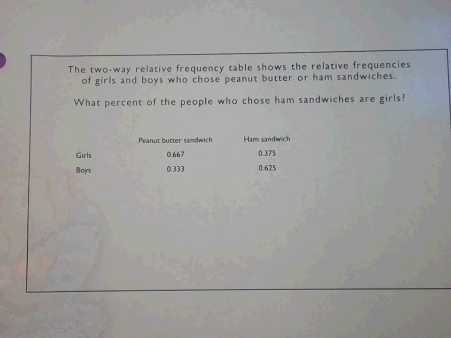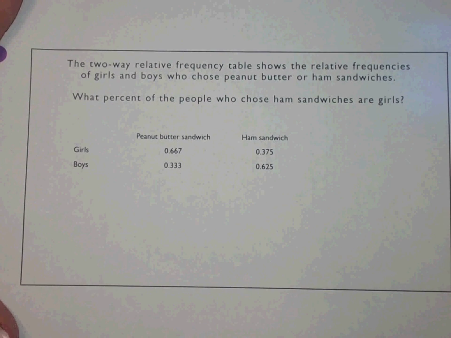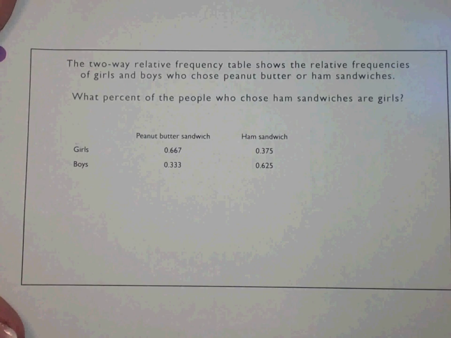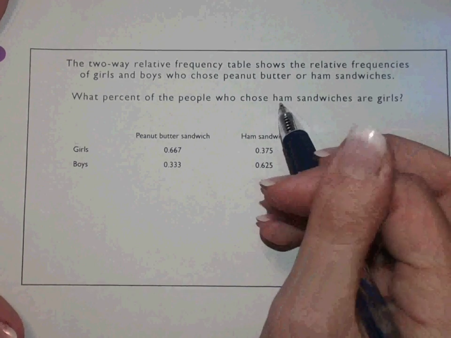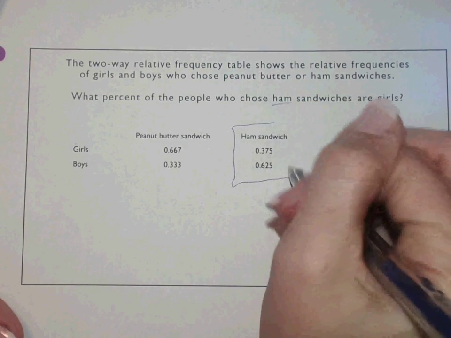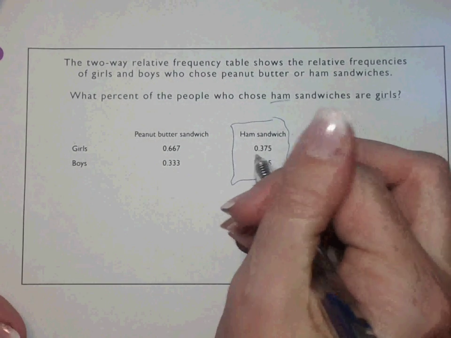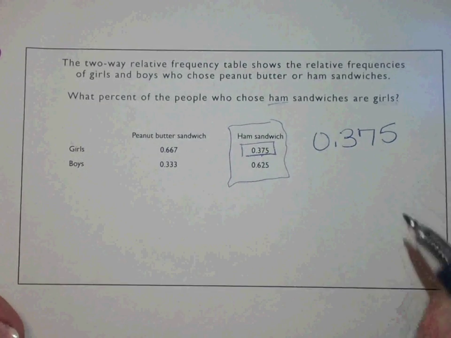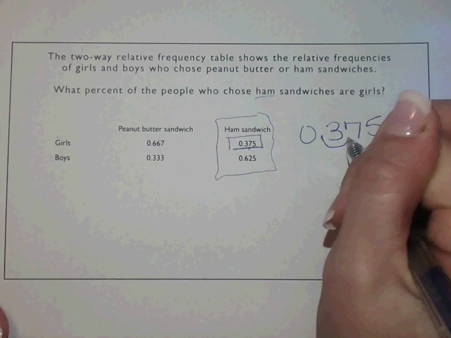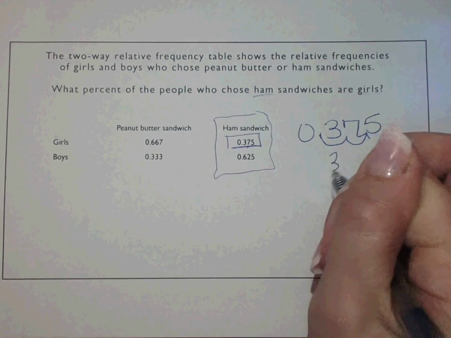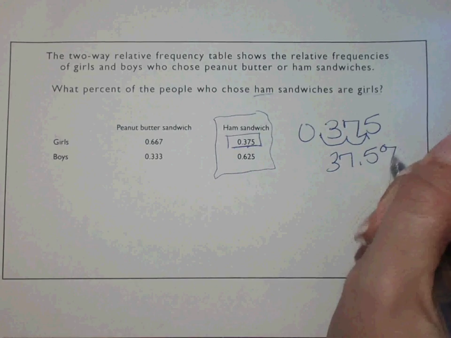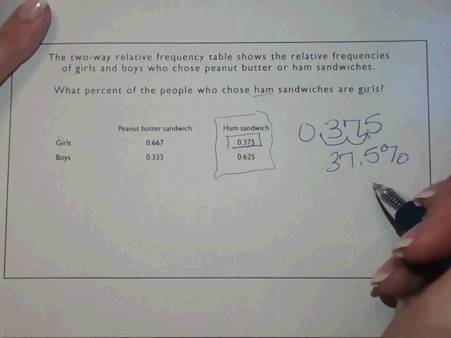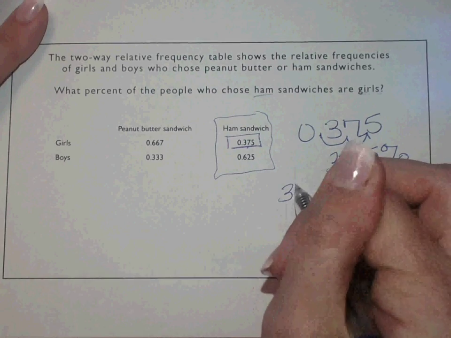Okay, let's look at this one. This one says the two-way relative frequency table shows the relative frequencies of girls and boys who chose peanut butter or ham sandwiches. What percent of the people who chose ham, so I'm going to look at this column, are girls? So I'm going to look just at the girls, and I do get 0.375, but since we're looking for a percent, we have to change that, move it to the right 2 spots, and we do get 37.5%.